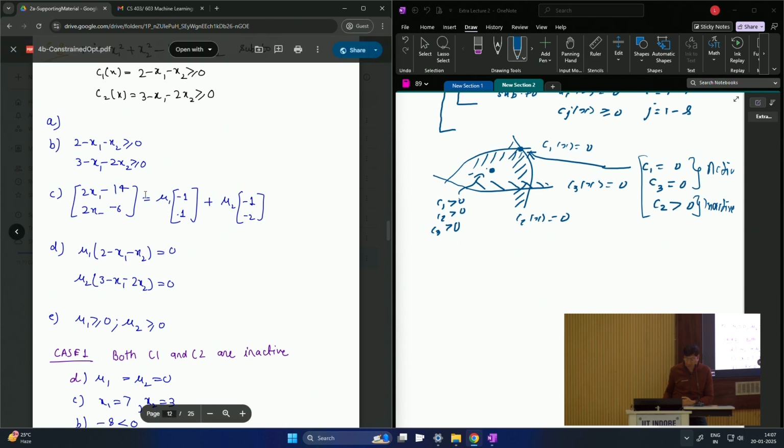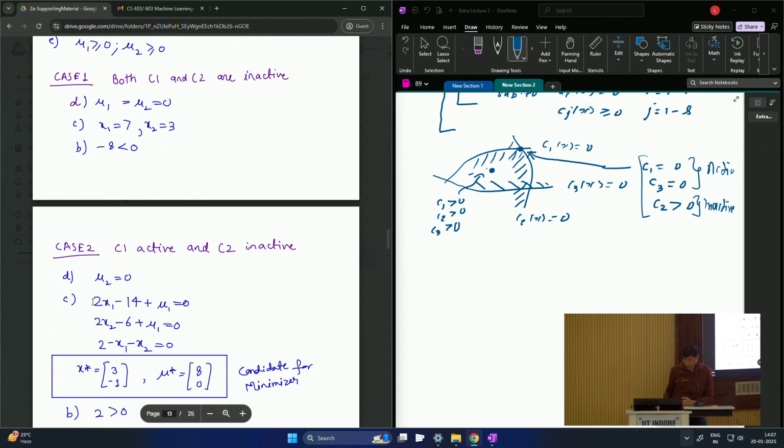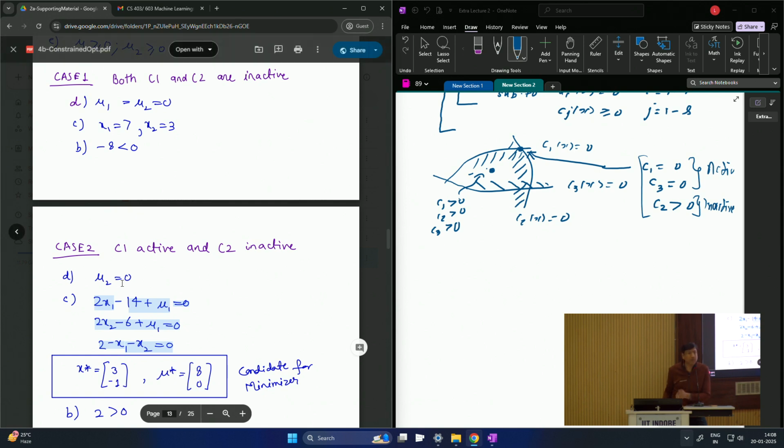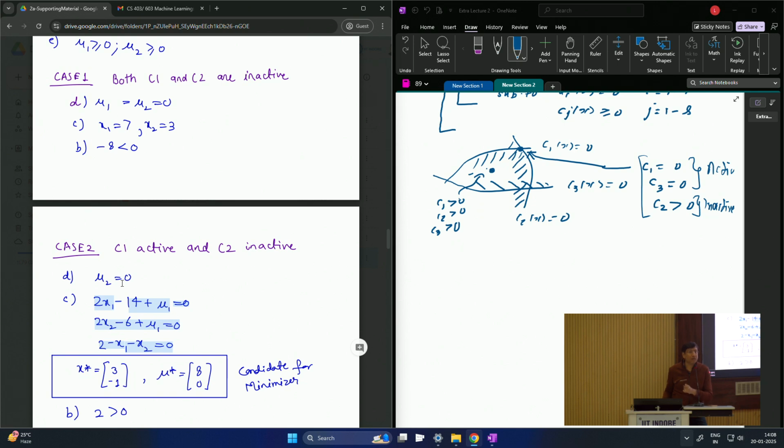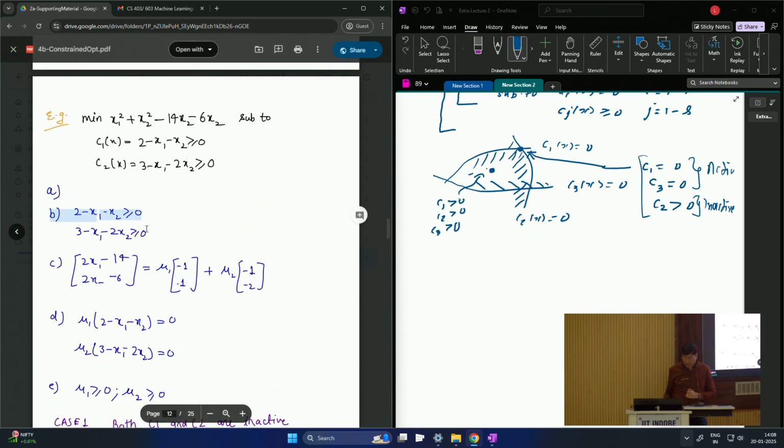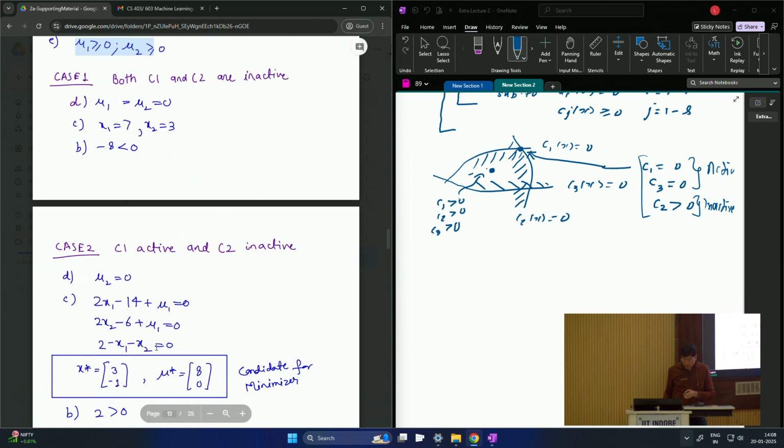Correct? So we'll write 2x1 minus 14 is equal to minus mu1, 2x2 minus 6 is equal to plus mu1. So we get three linear equations and three unknowns. And we can easily solve for this. Yes or no? So once we solve it, we get x as 3 and minus 1, mu1 as 8, mu2 we already know is 0 because we have forced it. But we need to check whether we are satisfying the B and the E condition. The feasibility condition and the non-negativity condition. The non-negativity is obvious, you're satisfying because both mu's, 8 and 0, are greater than equal to 0.